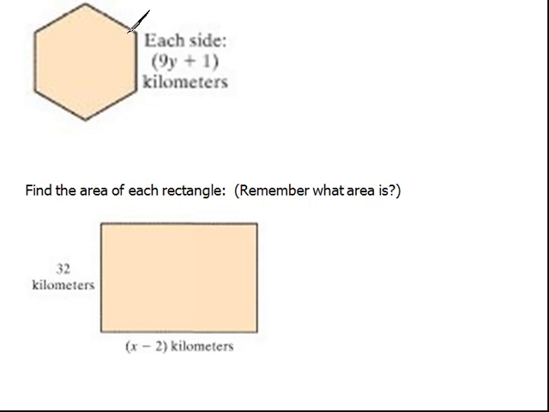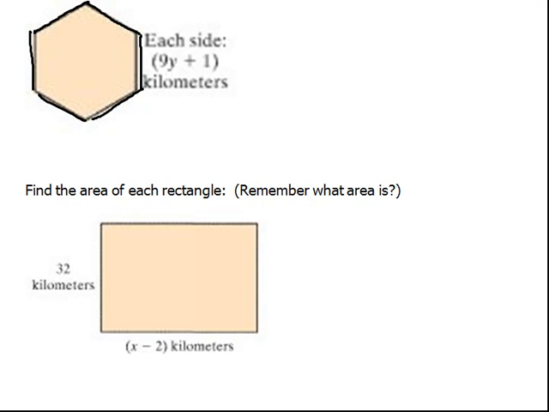In the next problem, again, we're doing the perimeter. Now we know that it says each side is 9y plus 1. Well, let's look at how many sides we have here. We have 1, 2, 3, 4, 5, 6 sides.